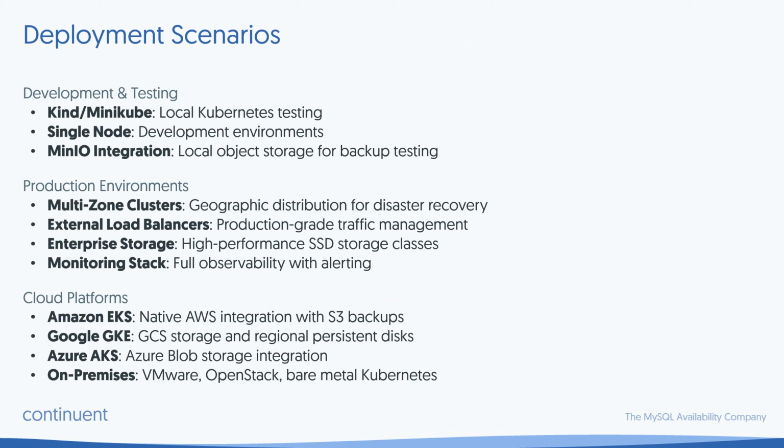When it comes to cloud platforms, Tungsten Operator is cloud agnostic. On Amazon EKS, it integrates with S3 for backups. On Google GKE, it supports GCS and regional persistent disks. On Azure AKS, it connects to Azure Blob Storage. And for on-premises, it runs on VMware, OpenStack, or even bare metal Kubernetes environments. This flexibility means Tungsten Operator can fit into virtually any deployment scenario, whether it's a developer laptop, a global enterprise cluster, or a hybrid cloud environment.